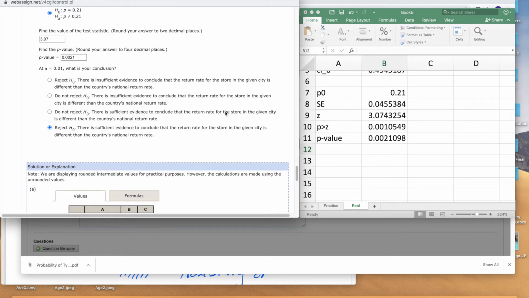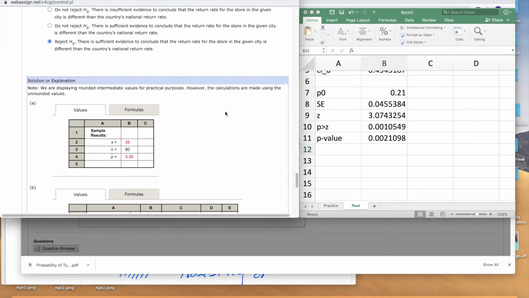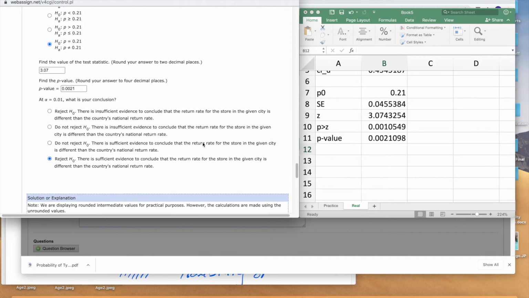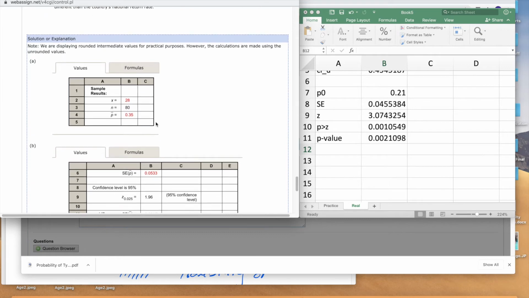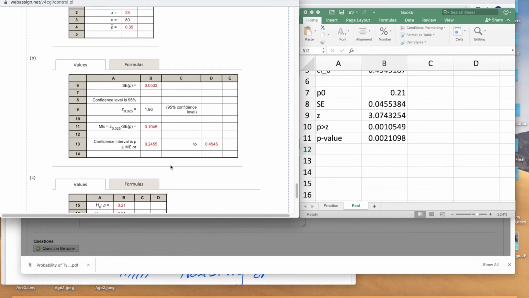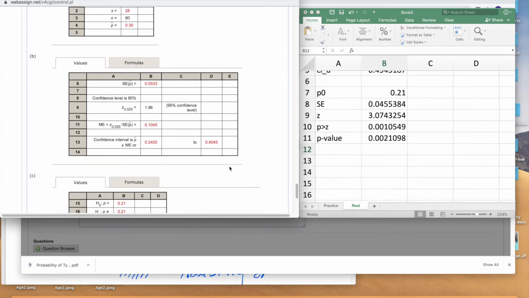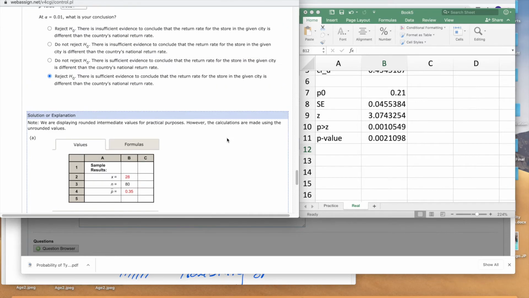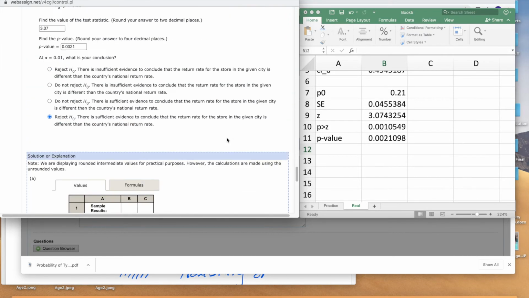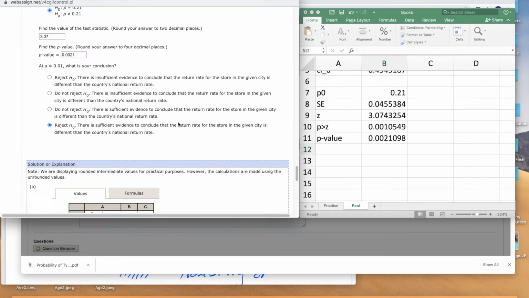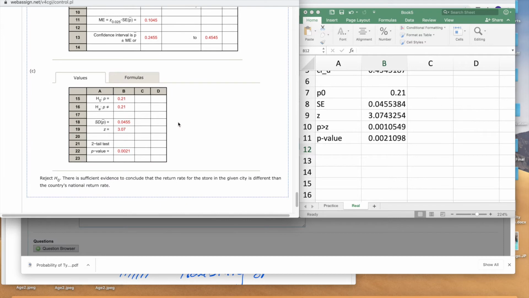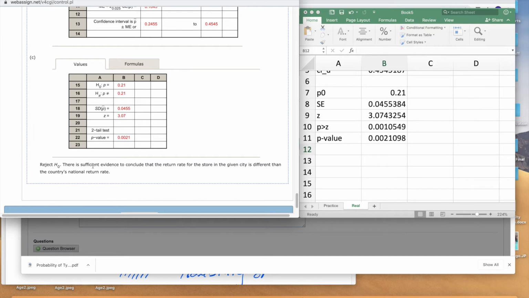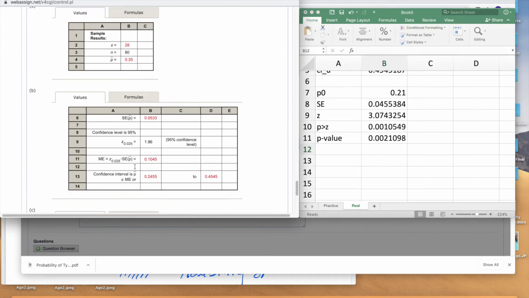Okay? So I just opened the solution. So A, 0.35, that looks good. B, 0.2455, 0.4545. So that looks good. C, we did the p-value, there it is, 0.0021. Reject H0, there is sufficient evidence. So that's the one we picked too.